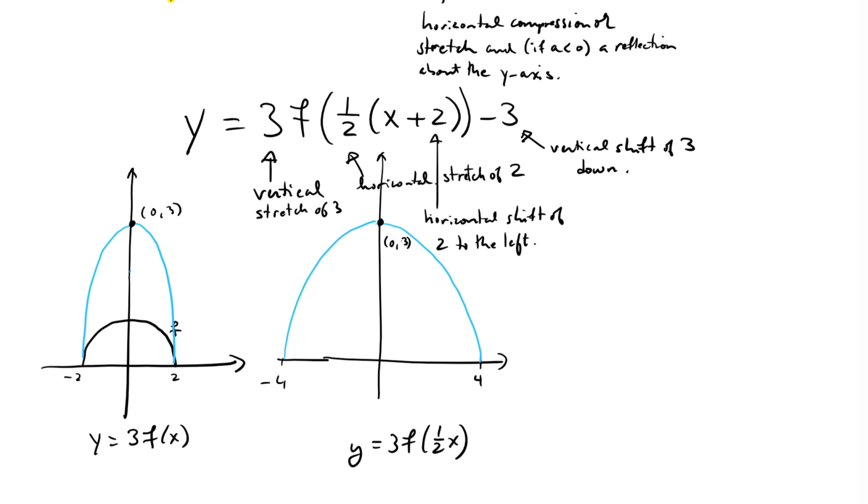Now we can shift. Maybe we could do the horizontal and vertical shift at the same time. So x plus 2 shifts it 2 to the left, and minus 3 shifts it down by 3. Maybe it's nice to look at where our vertex is going to end up. So 2 to the left, we'll go to minus 2, and 3 down.